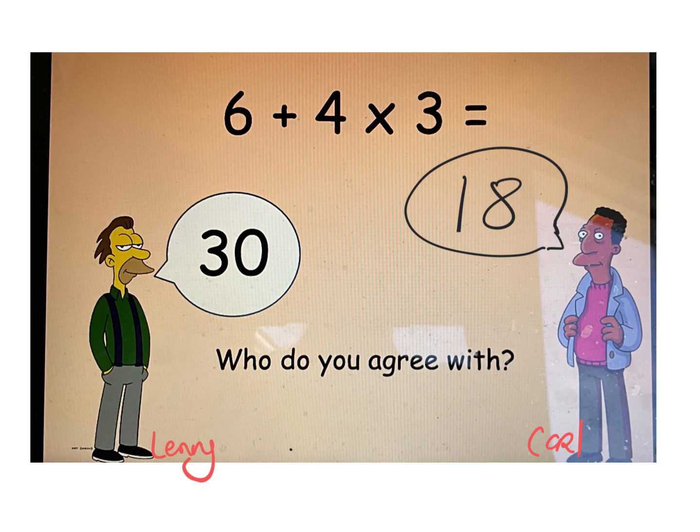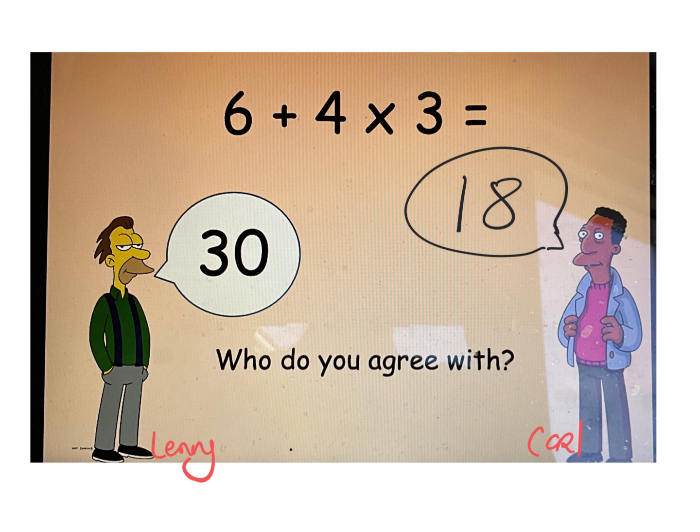Now, I can see where Lenny would have gotten his answer. So 6 plus 4 is 10. And then if he multiplied that by 3, he'd have gotten 30. So I can see where he got his answer. And Carl, I can see where he got his answer too. If he had multiplied 4 by 3, 4 3s are 12. And then if he had added the 6, he would have gotten 18. So they've both done it. They've both done it in a different order, but which one actually did it correctly?